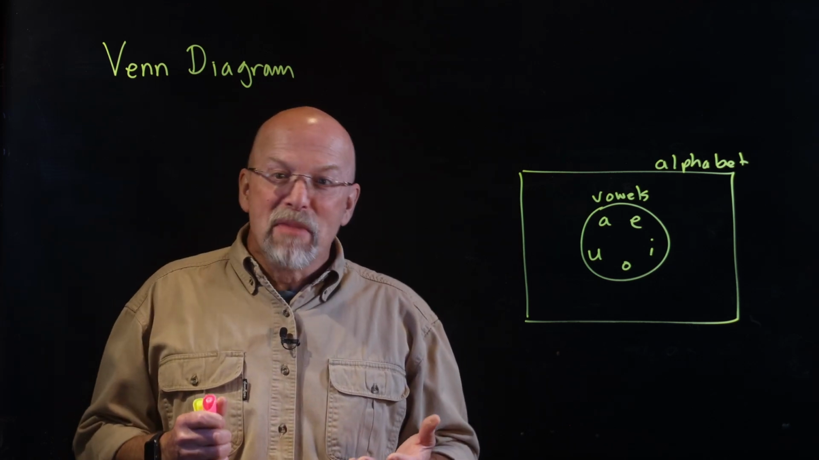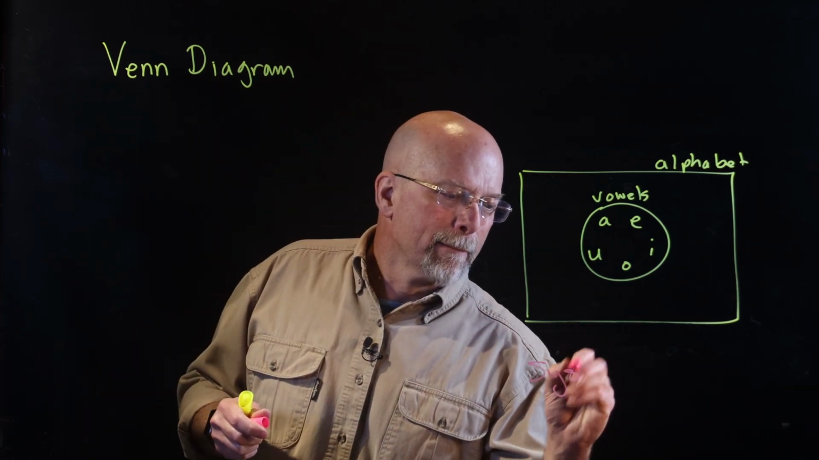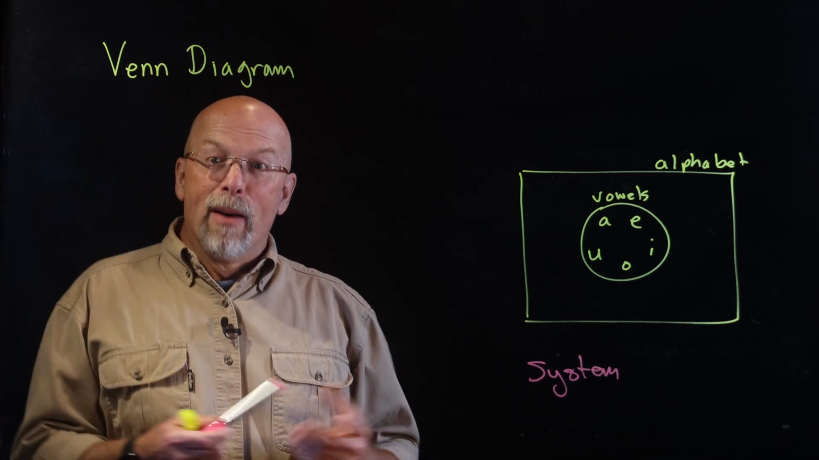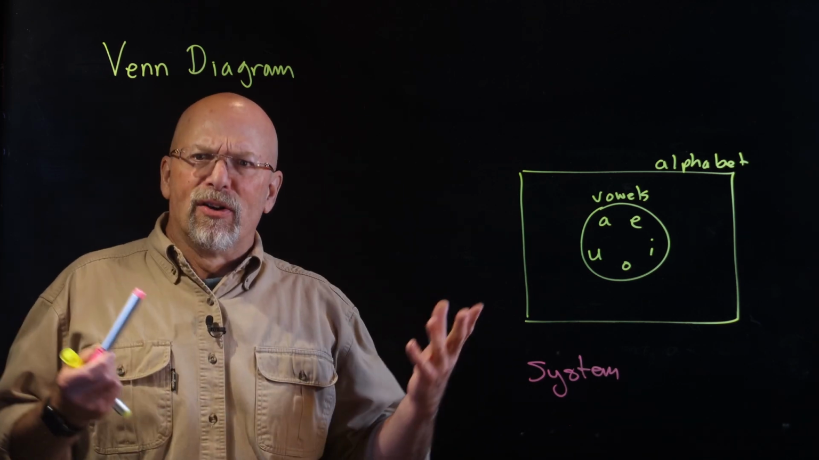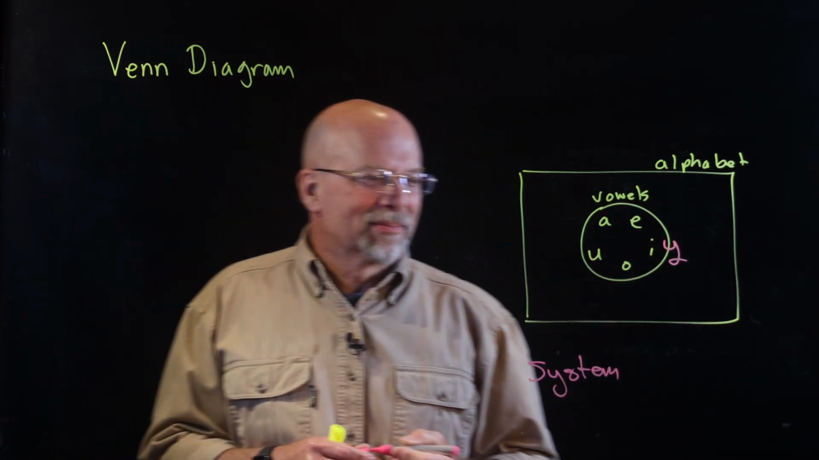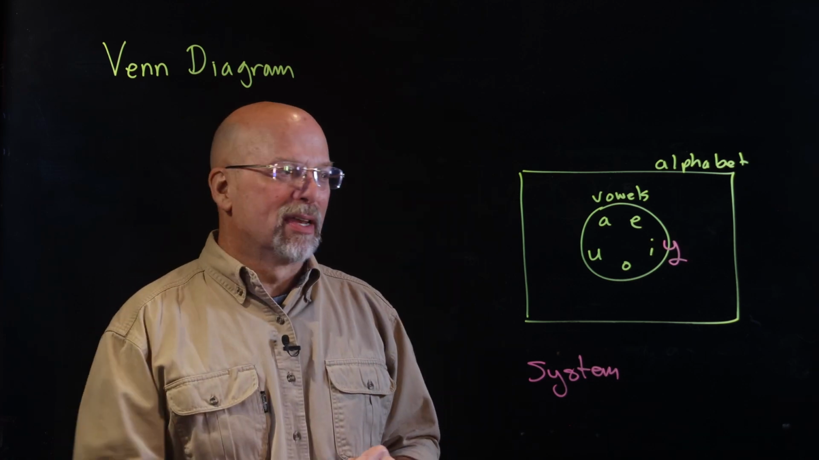Or if Y is in the middle of a syllable, for example, in system, that Y is a vowel. But there are other times, like in yell, that Y is not a vowel. So what do you do? You say Y is like half in, half out. Sorry, not legal in terms of a Venn diagram.